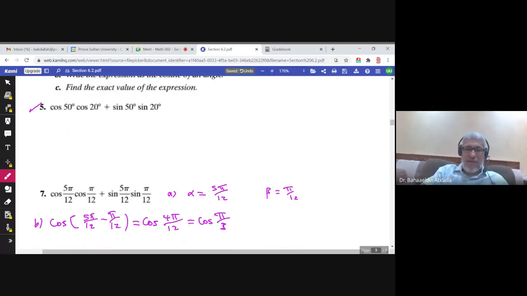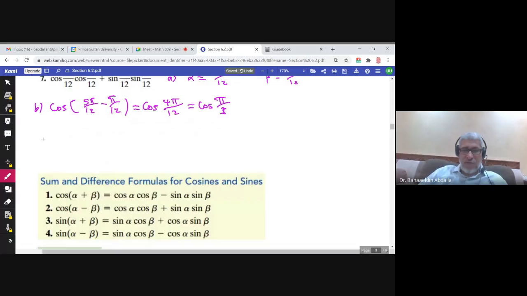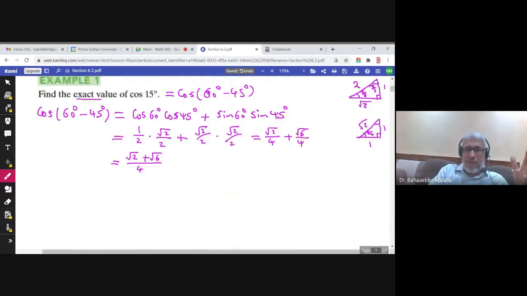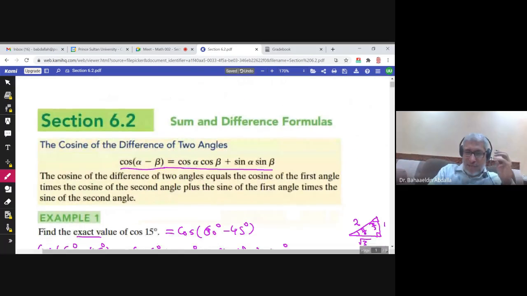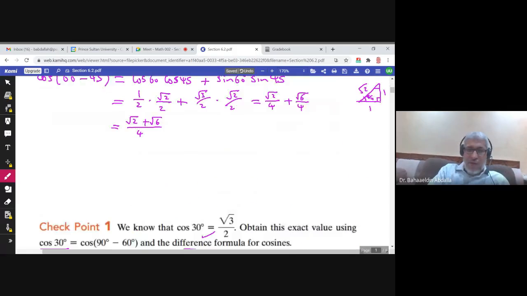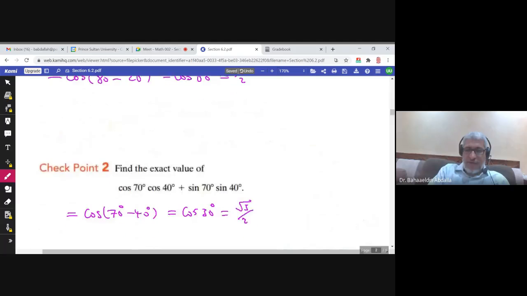Part C, find the exact value of the expression. Well, cosine pi over 3 is equal to half. So that's the answer. Now, all of these questions were about this formula only, which is the cosine of the difference of two angles. What about cosine of the sum, or sine of the sum and difference?